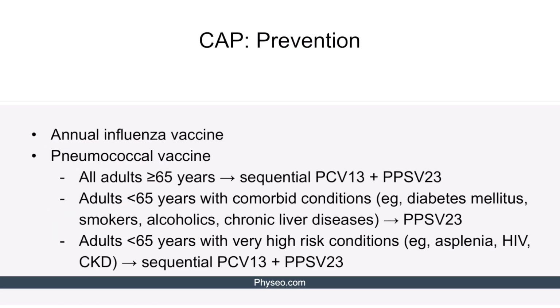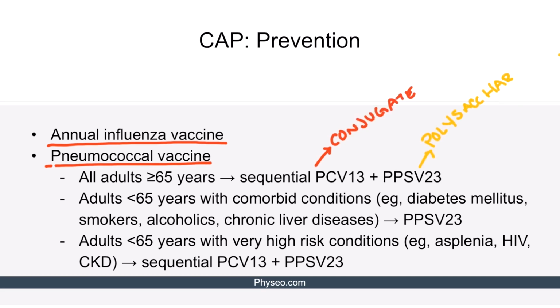For prevention of pneumonia, one commonly practiced measure is the administration of annual influenza vaccines at the start of flu season. This reduces the incidence of influenza and hence also of post-influenza pneumonia. Secondly, pneumococcal vaccine reduces the incidence of pneumonia by Streptococcus pneumoniae, which is the most common cause of community-acquired pneumonia. All adults aged 65 or above should be given the sequential PCV13 and PPSV23 pneumococcal vaccines. PCV is the pneumococcal conjugate vaccine, whereas PPSV is the pneumococcal polysaccharide vaccine.